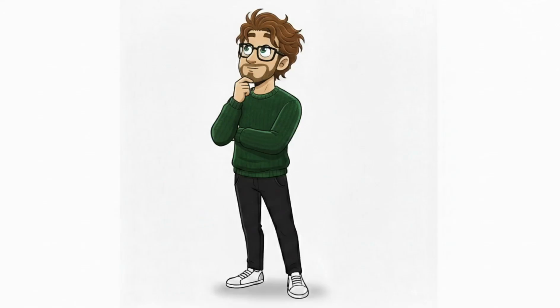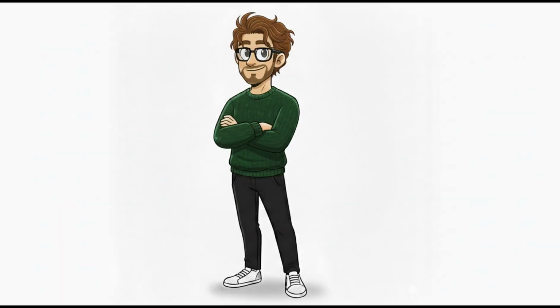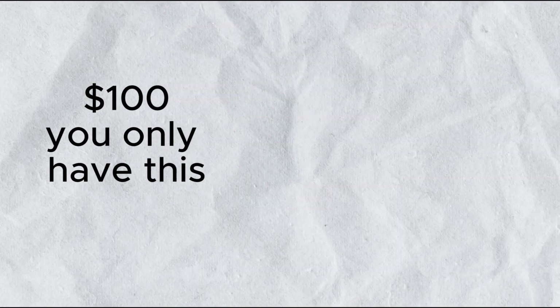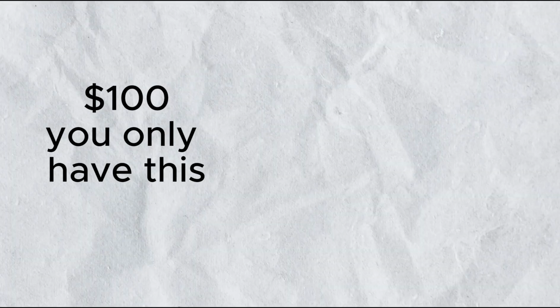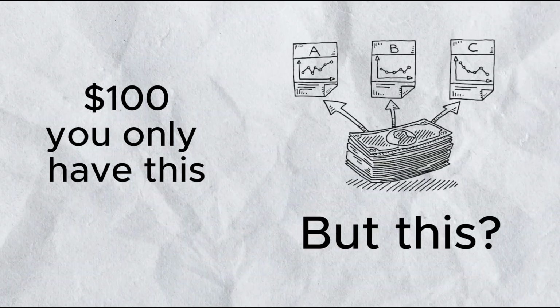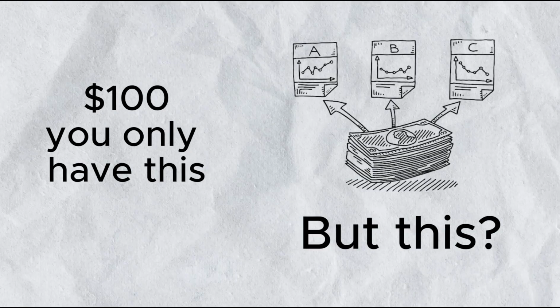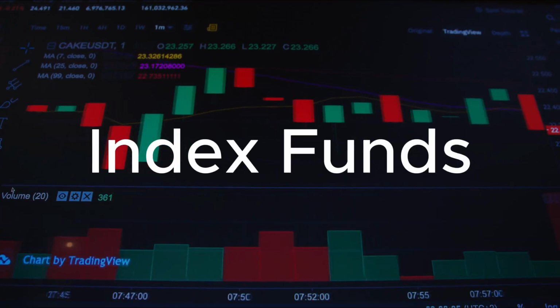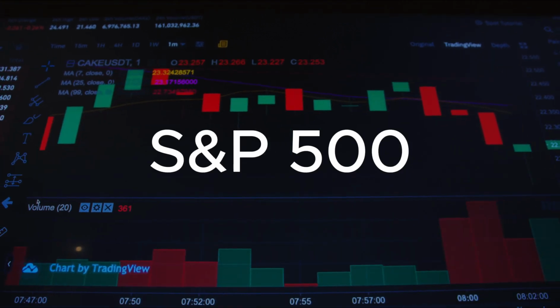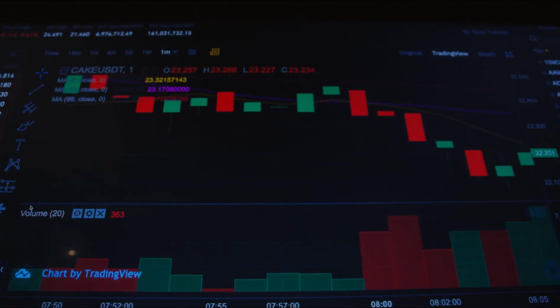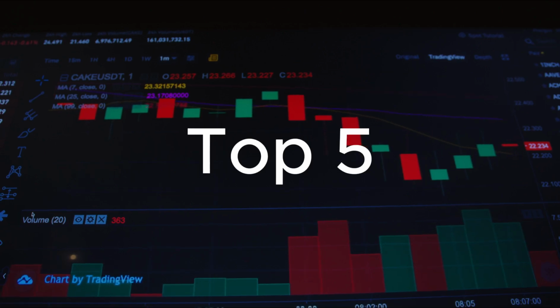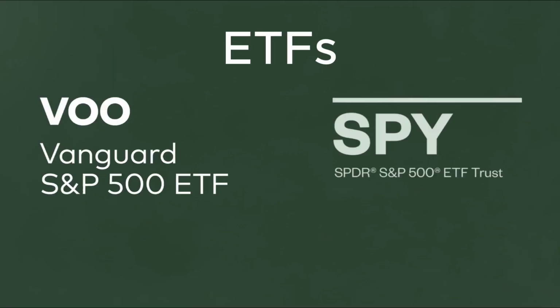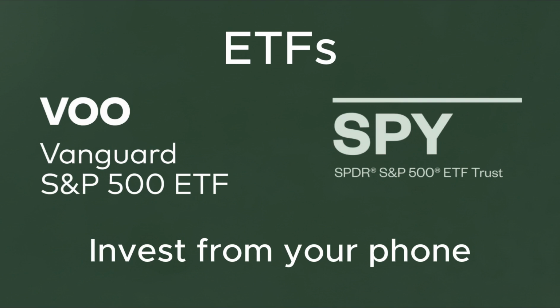Don't want your money locked away? Then look at investment funds. If you only have $100, you can't buy skyscrapers or tech giants by yourself. But a fund pools money from thousands of people and invests it for you, in stocks, bonds, or real estate. And if you want something simple? Index funds, like the S&P 500. With one investment, you're betting on the top 500 companies in the US. ETFs like VOO or SPY let you invest straight from your phone and grow your money over time.